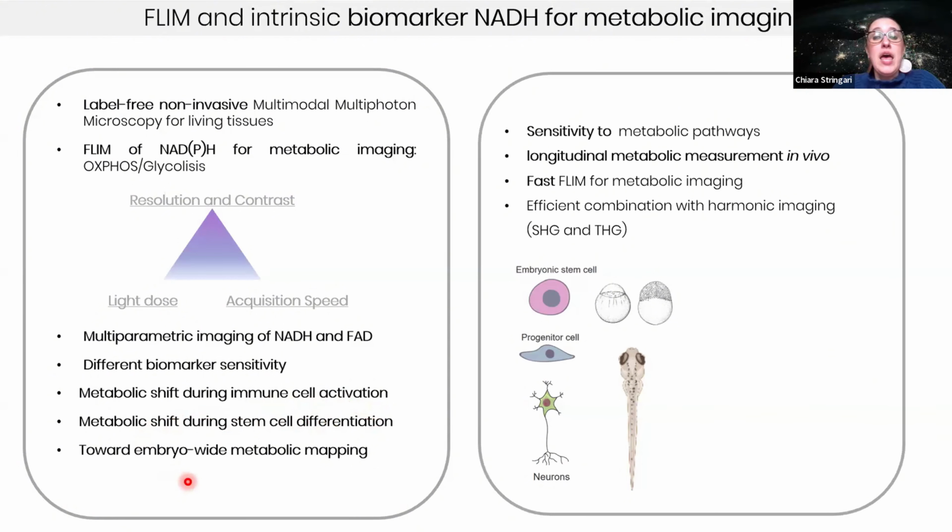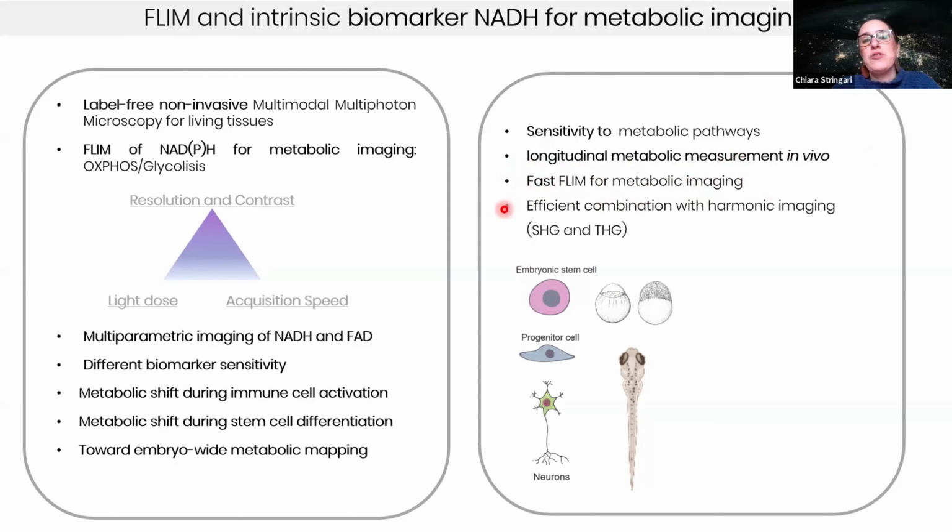of different types. As perspectives, I want to highlight one important thing in the field: we still need to work a lot to define the sensitivity of these methods to metabolic pathways, also, for example, using mass spec measurements or different types of measurement, and implement this for longitudinal metabolic measurement in vivo. And of course, this will be very important for fast FLIM of metabolic imaging.